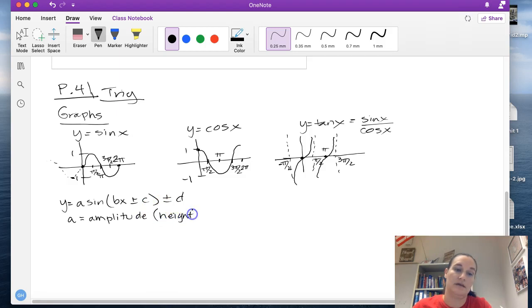So instead of thinking of it as a vertical stretch or shrink, I think of it as the height or depth of the wave. So if you had 2 sine, this would go up to 2 and -2. All right, that's how it would change. B affects the period.